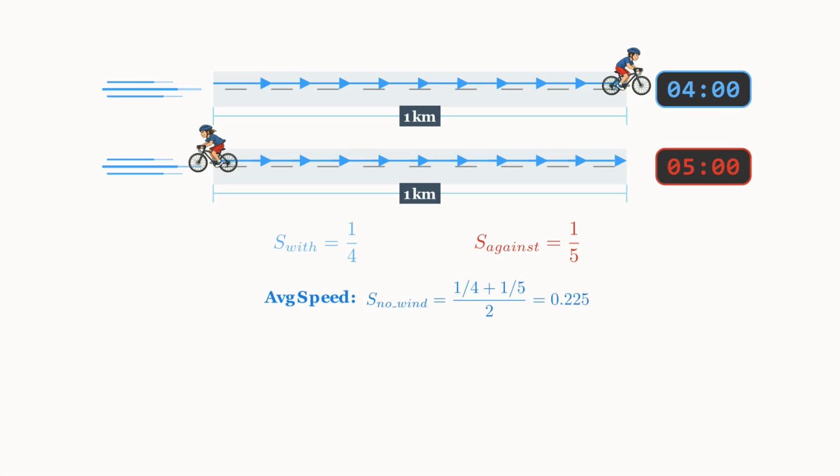To find Joan's true speed without wind, we average the two speeds, 1/4 plus 1/5, divided by 2, equals 0.225 kilometers per minute. Finally, to find the time for 1 kilometer without wind, we divide 1 by 0.225. That gives us 4 4/9 minutes, or about 4 minutes and 27 seconds.